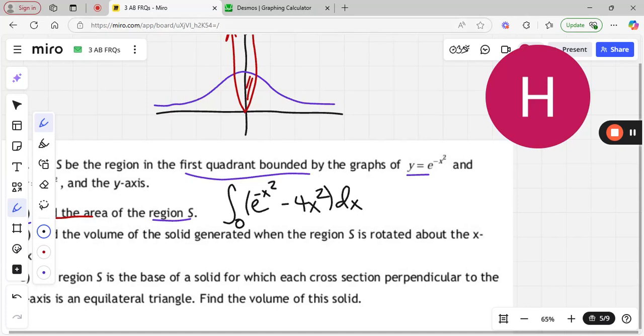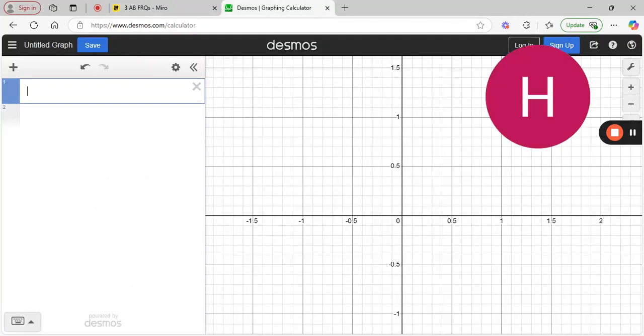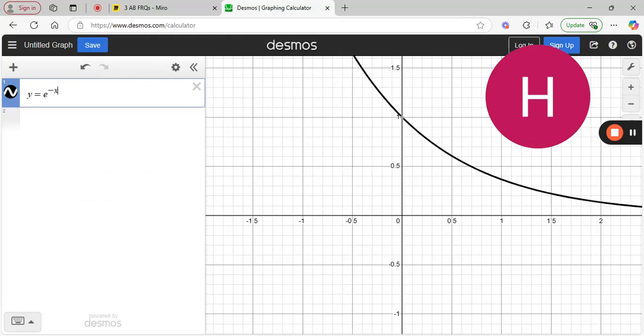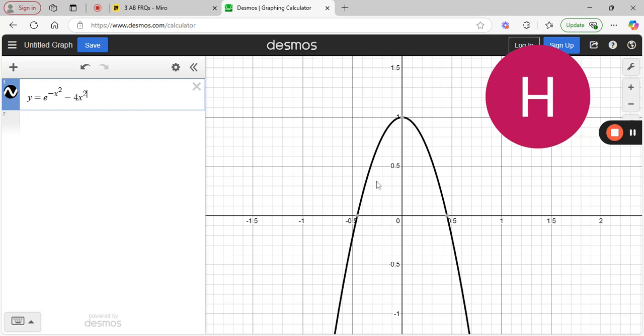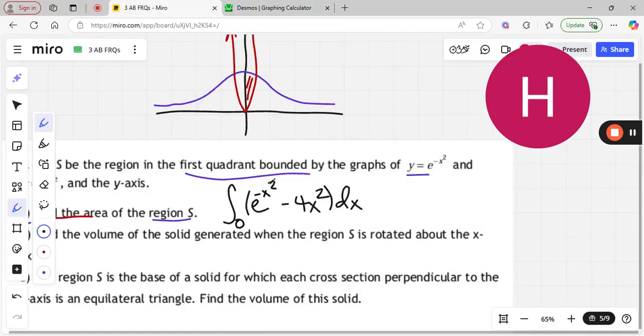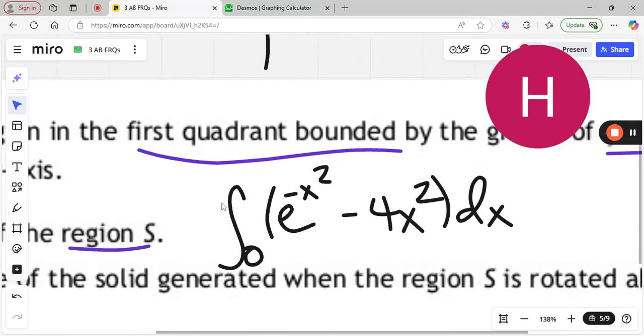Let's find that intersection point by graphing e to the negative x squared minus 4x squared. Interesting how that turns into a parabola. There is our point of intersection, x equals 0.45154. So remember that when you want to see when two functions are equal to each other, just find out when their difference is 0, and that will perfectly tell you.